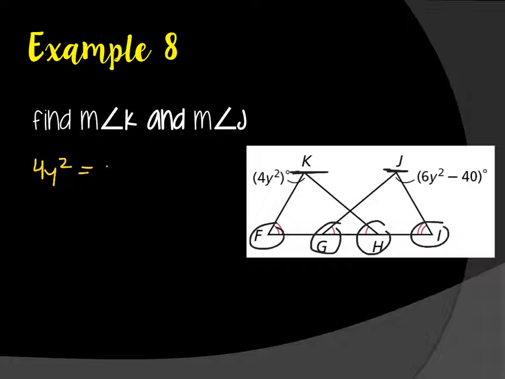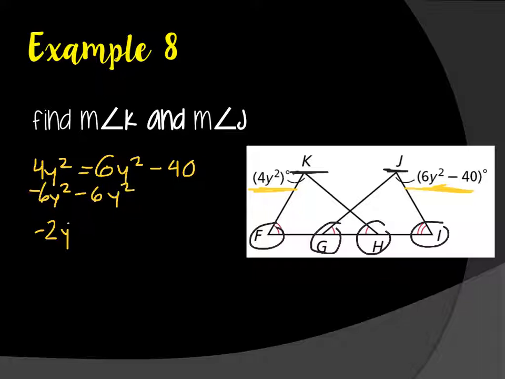So 4y squared is equal to 6y squared minus 40. So we just set these two equal to each other. We know that they're congruent, so we can set them equal. So now we can subtract 6y squared from both sides. We get minus 2y squared is equal to negative 40. So now you can just divide by negative 2. And we get y squared is equal to 20.